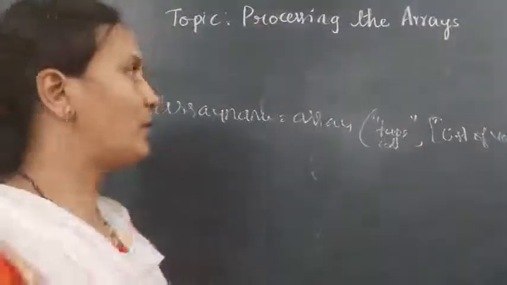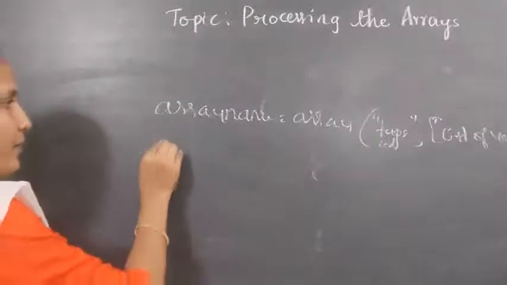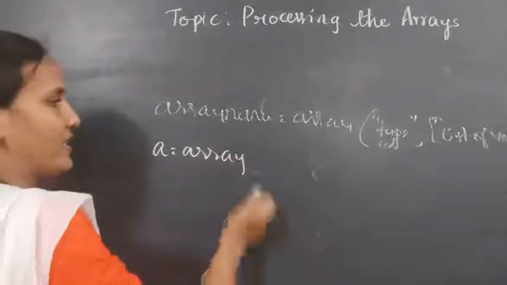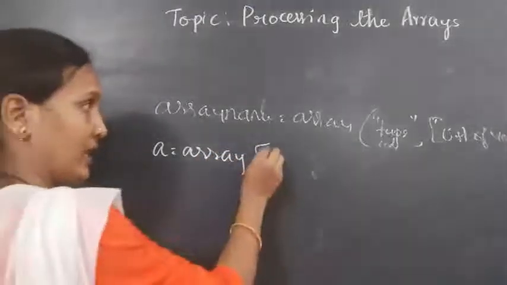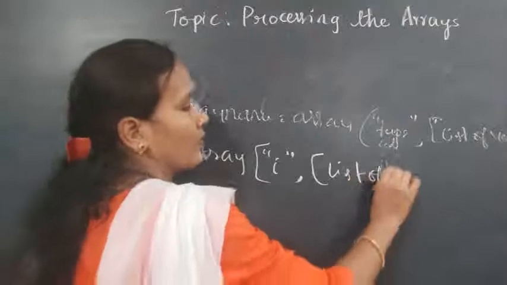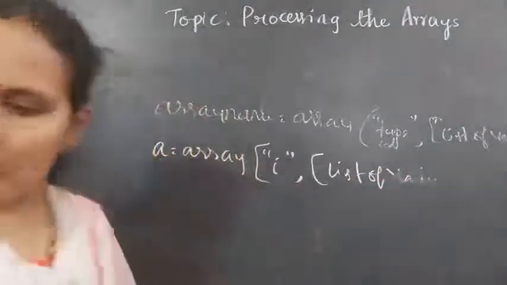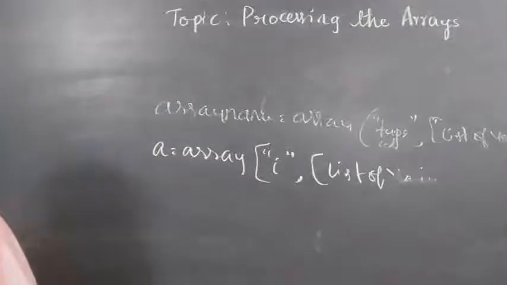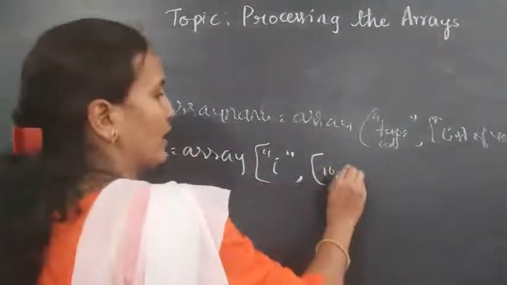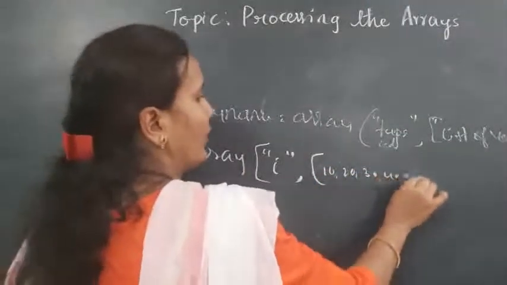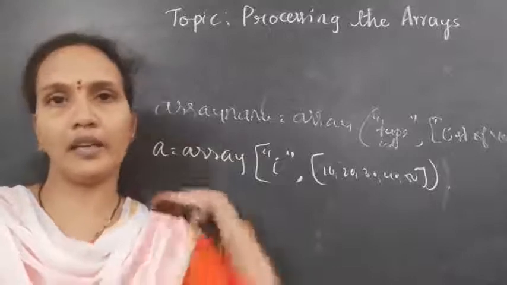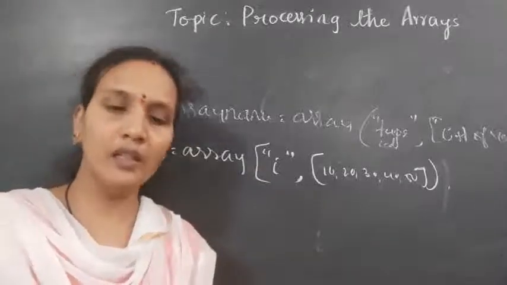Example, if you want to create an array named A, then the name of the array is A. Array is a class, it should be written as it is. If you are creating an integer array, the type code is I, and the type code should be in double quotes, followed by a list of values. Here I am giving a list of values like 10, 20, 30, 40, 50. You can give any values. This is the simple syntax for creating an array in Python.